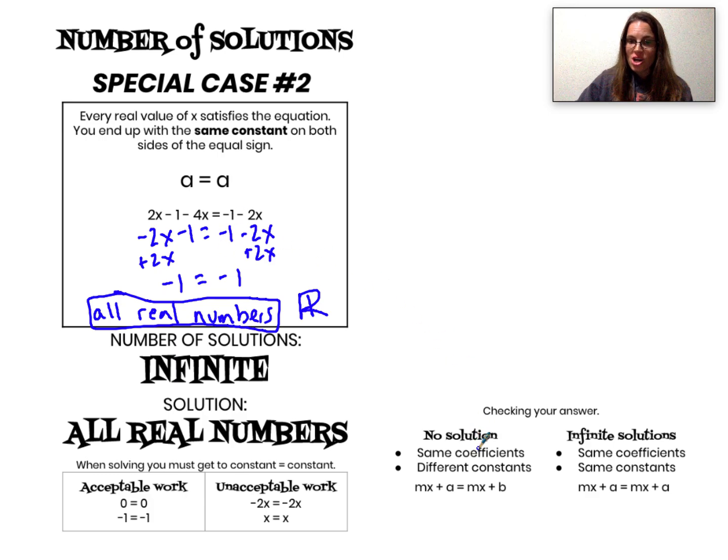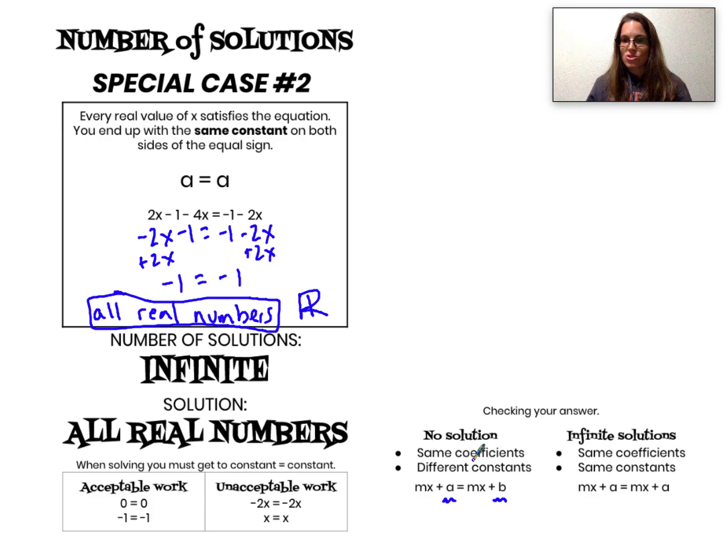The way you check your work when you have a special solution is you look for this pattern. So the no solution case is when you have the same coefficient in front of your variable but different constants. There can be no solution to this equation. I can't have x, multiply it by the same coefficient m, and then add a in one case and a different number b in another case. Those two things will never be equal.